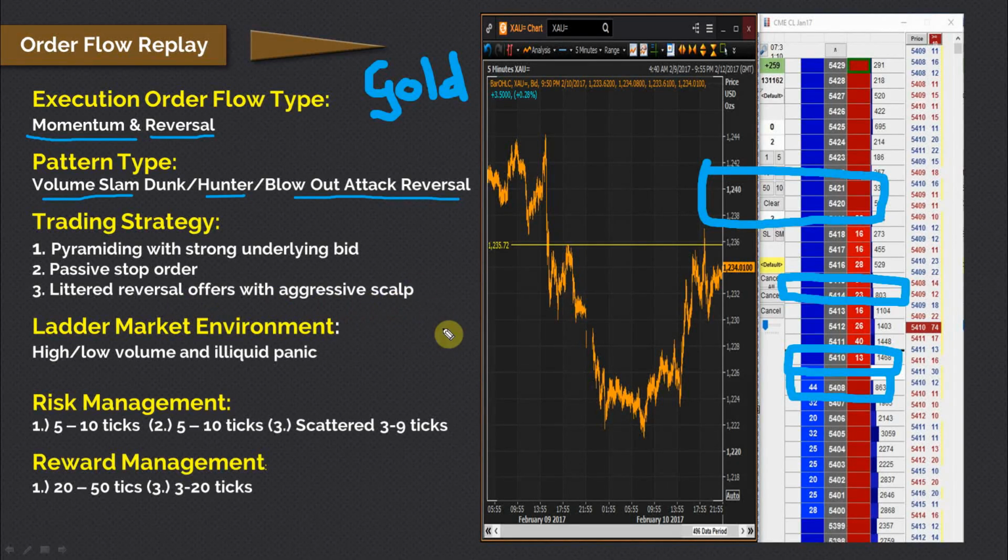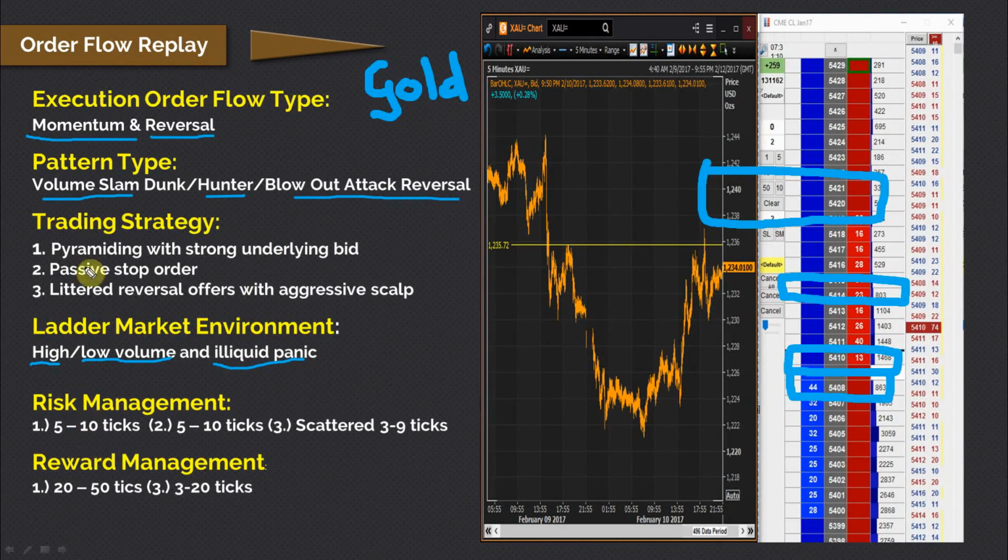So if you remember, when the market shifts up and hits some stops, you can find a trading strategy around that. For a volume slam dunk, you actually want high volume leading into the breakout, but for a hunter play, you don't need high or low volume, you just need a passive entry. And then the blowout reversal is where the market blows out, hunts stops down, and you have an illiquid panic. And this will be a lot clearer when we look at the video.